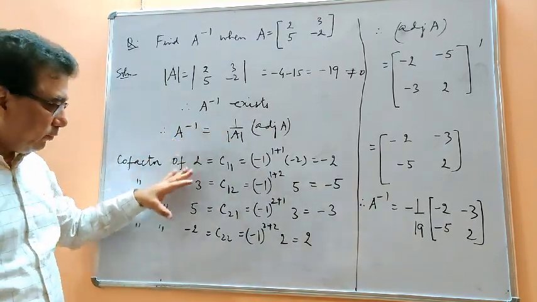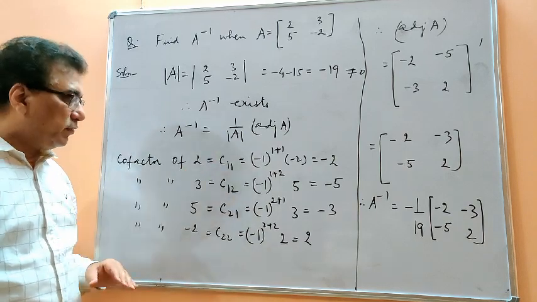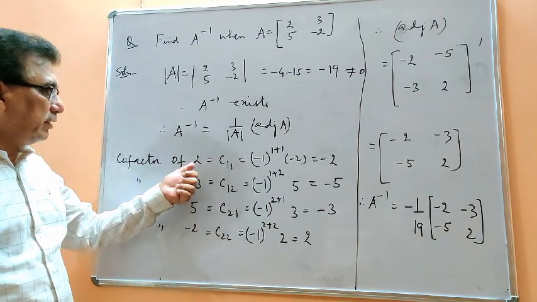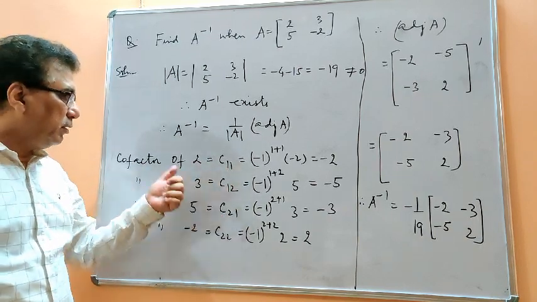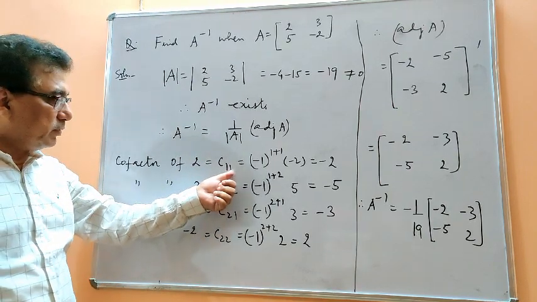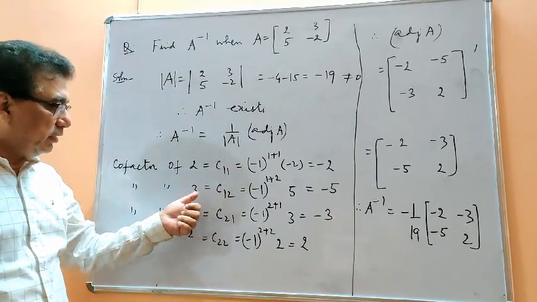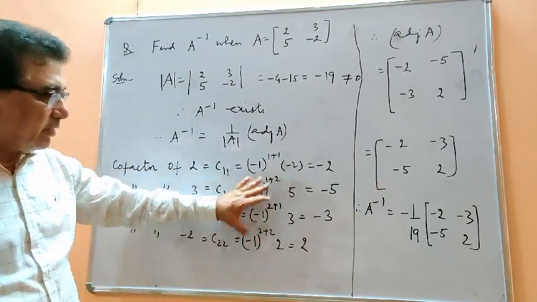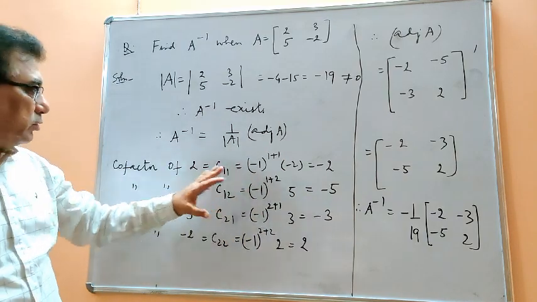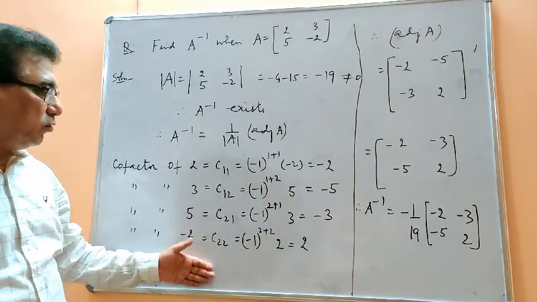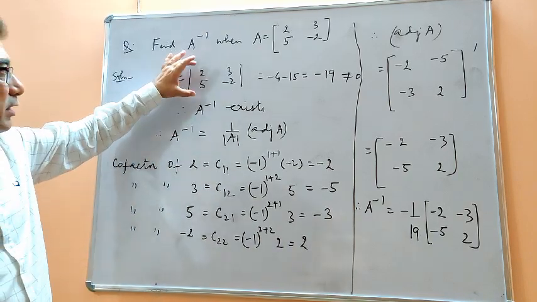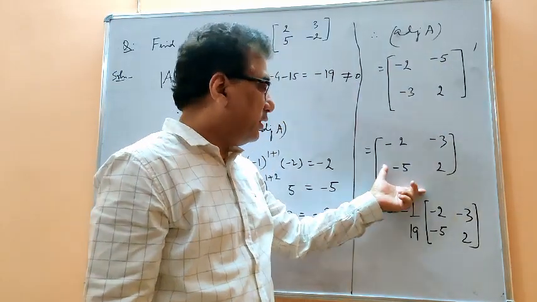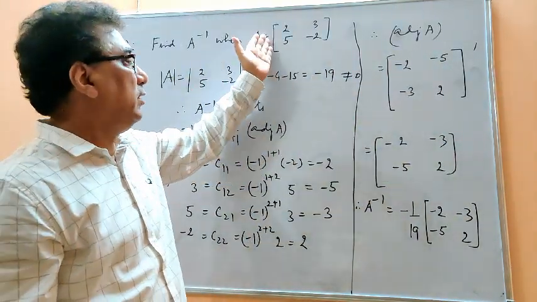Then I have followed the process of getting the adjoint of a matrix, in which we calculate the cofactor of each element. So these are the elements, and these stand for their positions. 2 is present in the position first row first column, similarly 3 in first row second column, similarly the others. Cofactors I have already explained in my previous videos. After getting all these cofactors, we replace the elements of the matrix by their cofactors, then take the transpose. So this result is the adjoint of matrix A.